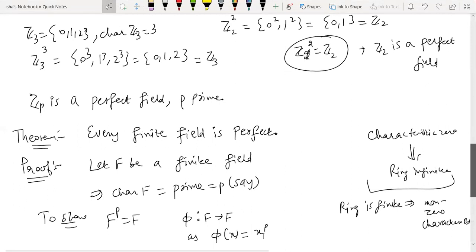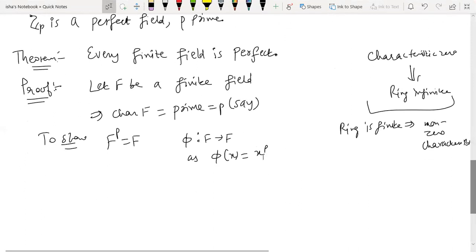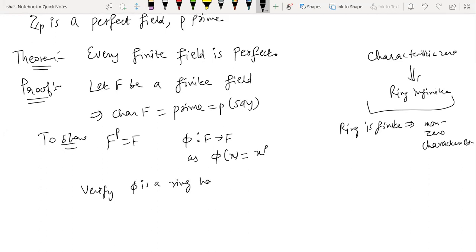So we are actually doing the same thing which I showed you in the above example, Z2 and Z3. In Z2 we raised to power 2, and for the elements of Z3 we raised to power 3. So whatever the characteristic of the field is, we raise its elements to power p and construct a new set. So that we are showing through phi. If you define this mapping phi, it's very easy to show that phi is a ring homomorphism.